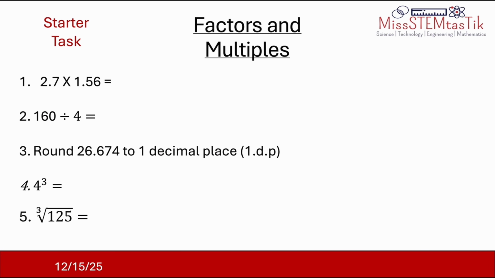Okay, let's quickly run through the answers. So 2.7 times 1.56 gives us an answer of 4.212. 160 divided by 4 is 40. Round 26.674 to one decimal place is 26.7. And 4 cubed is 64. And the cube root of 125 is 5. If you are unsure about any of these answers, please refer back to one of my earlier videos.